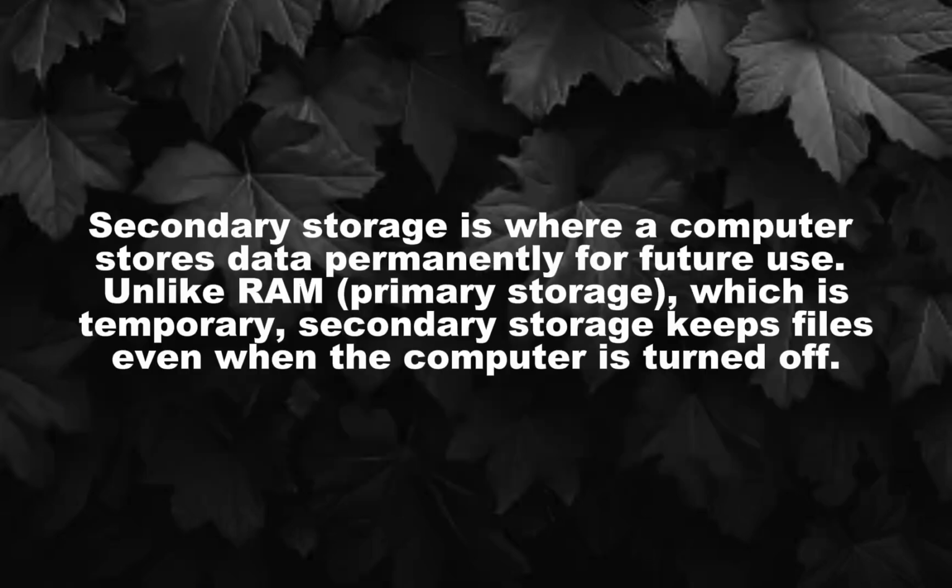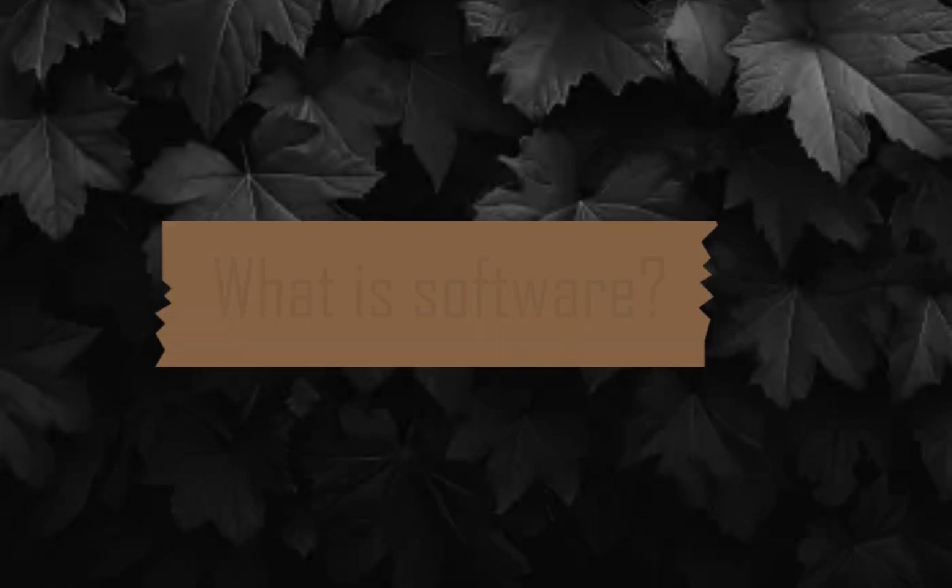Now we'll move towards secondary storage, where a computer stores data permanently for future use, unlike RAM, which is random access memory. In primary storage, data is primarily stored in RAM, which is temporary. Secondary storage keeps files even when the computer is turned off.